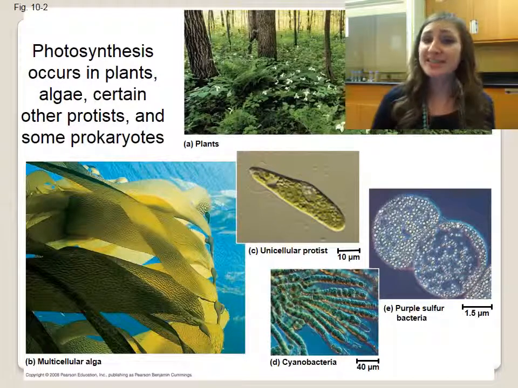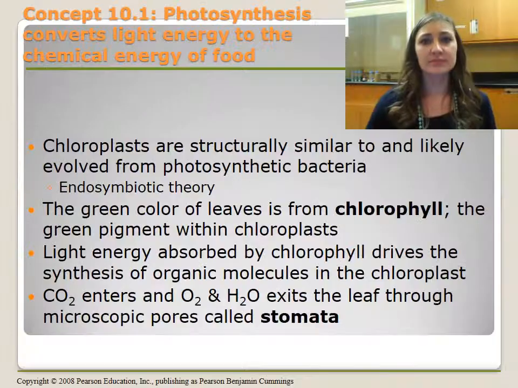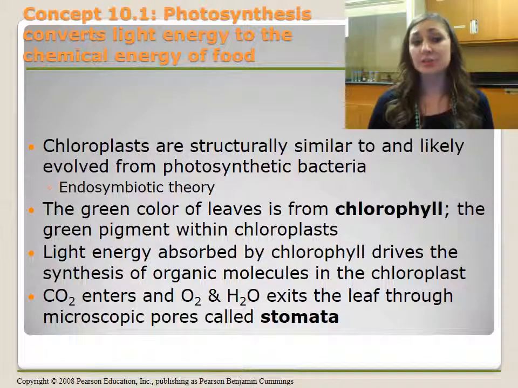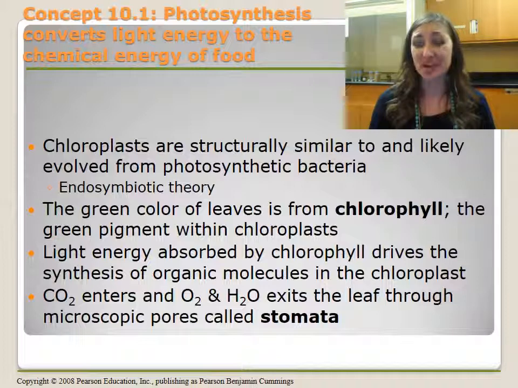A common misnomer about photosynthesis is that it only occurs in plants. Photosynthesis actually occurs in plants, algae, some protists, and some types of prokaryotes such as cyanobacteria, which you see on the bottom. Chloroplasts are what make photosynthesis possible. Remember that these are structurally similar to photosynthetic bacteria. Most likely, they actually were at one point an independent living bacteria that was photosynthetic, and we remember that from the endosymbiotic theory.